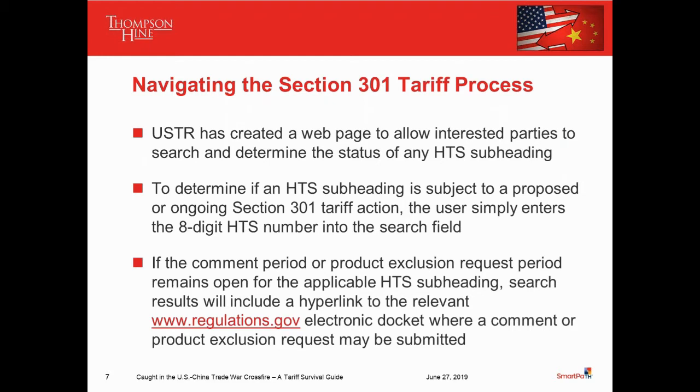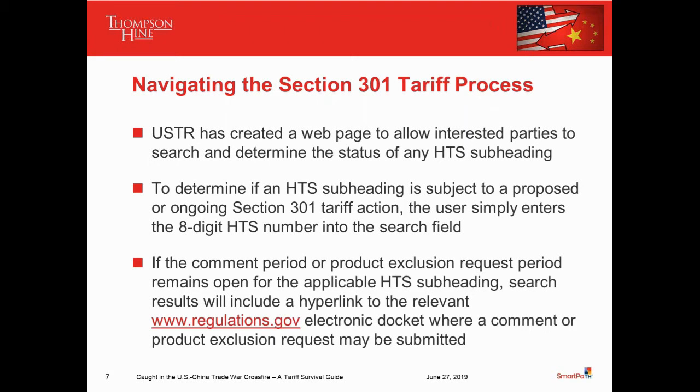But it will be helpful to the users because you will be allowed to plug in your 8-digit HTS subheading and run the search with that, and it will tell you whether the HTS you're searching for is actually subject to the Section 301 process and any tariffs. If indeed it is, it will tell you which portion, whether it be List 1, List 2, or upcoming List 3, it's caught under, and if the process for commenting is still open, it will provide the searcher with a direct link on how you can pull up information on that and how you can submit comments if you so desire.